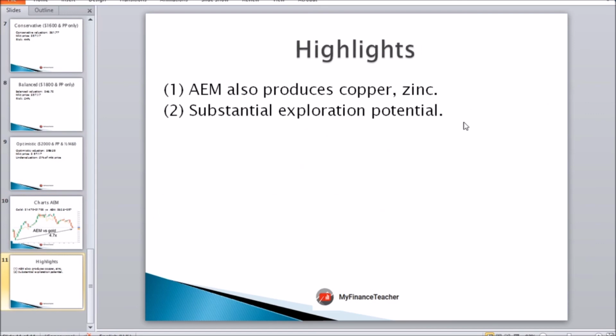And for now, lastly, let's have a look at the interesting highlights that didn't actually go into the valuation model. Firstly, besides precious metals, Agnico is actually also producing copper and zinc, which might help to support the share price if base metals perform well as they have been lately. And secondly, this valuation looks at only ongoing resources and reserves that the company has, without looking at any exploration potential. And Agnico does actually have quite a good exploration potential. So take that into your consideration as well.